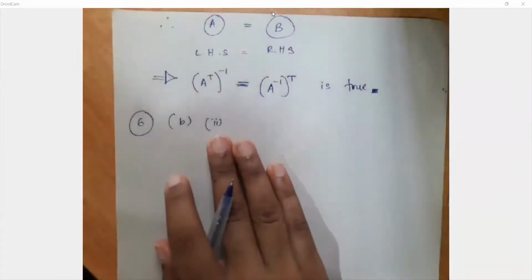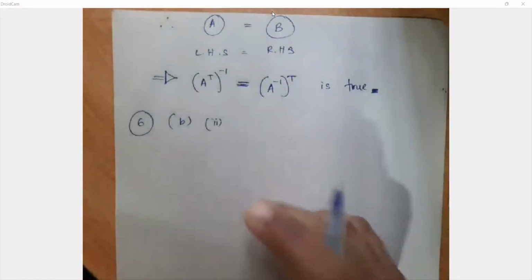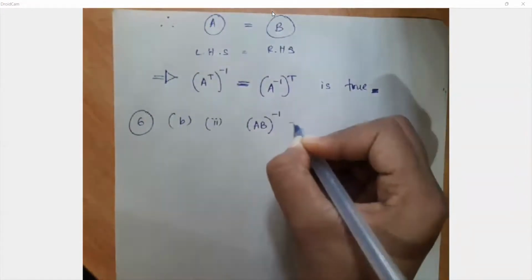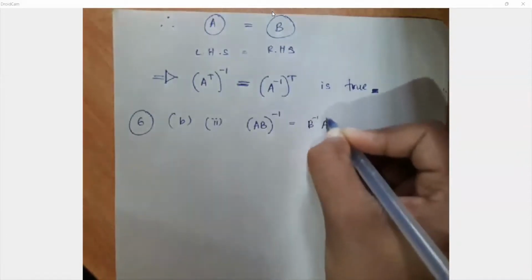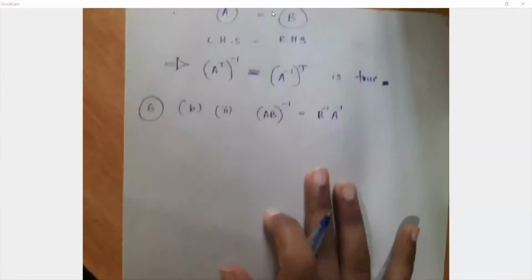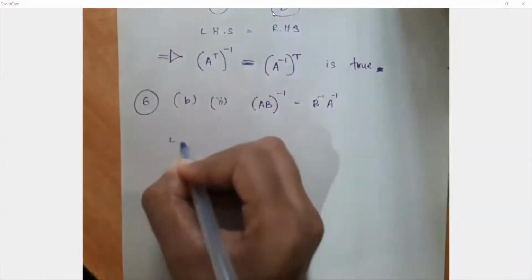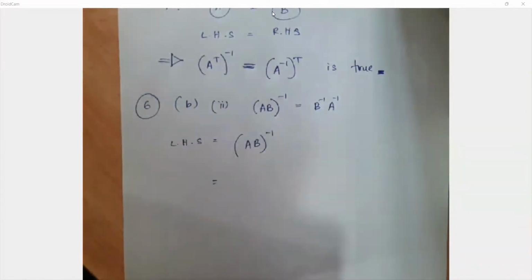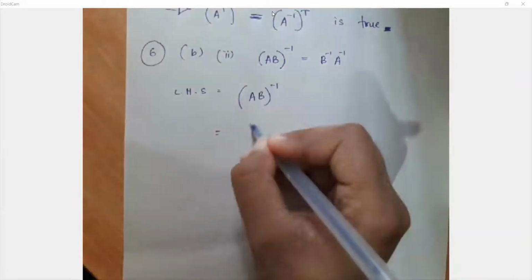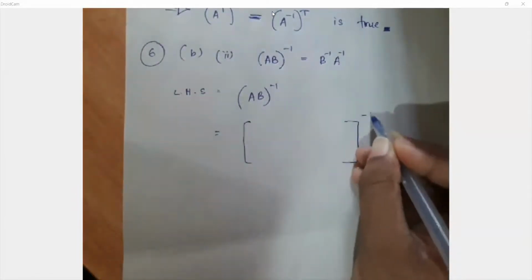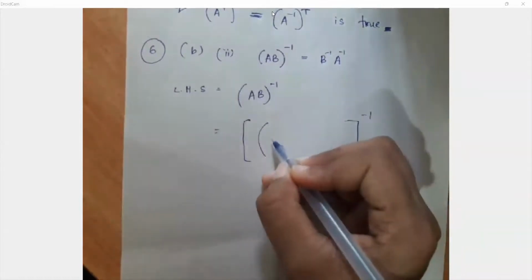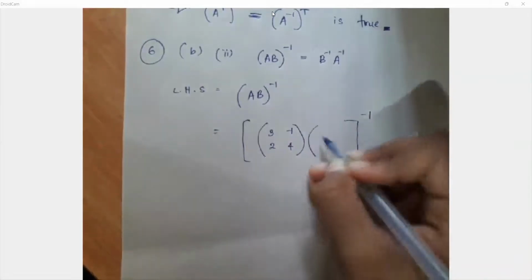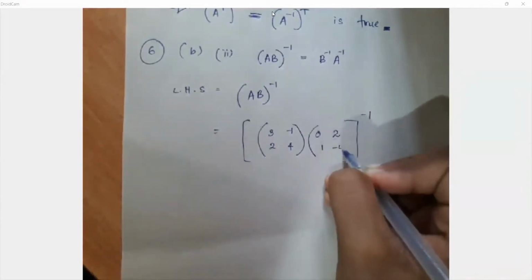Now take the 6th question, part B, part 2. Here see, (AB) inverse equals B inverse A inverse. Okay. Now take our left hand side. Now what we have to do? We have inverse outside now. Okay. What is our A now? Take the A matrix from question 5 because they have asked us to take it from question 5. Our B is 0 2, 1 minus 1.